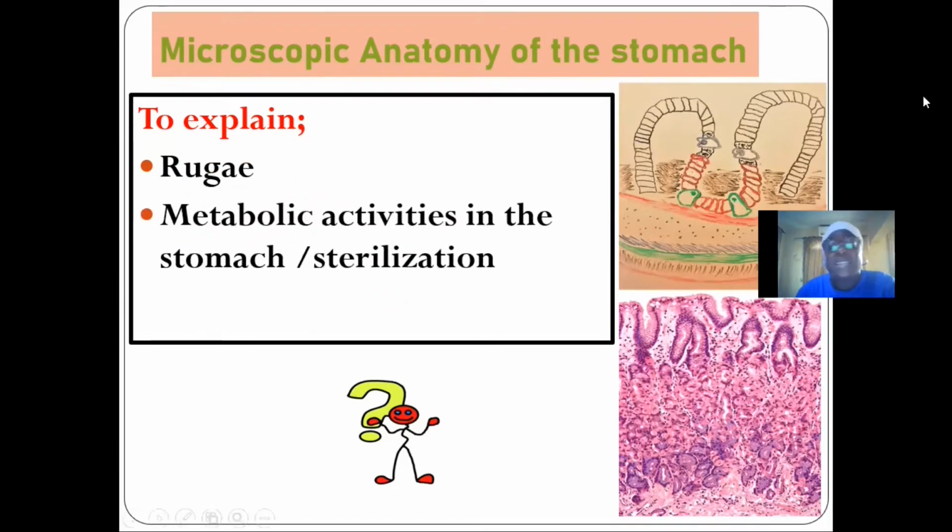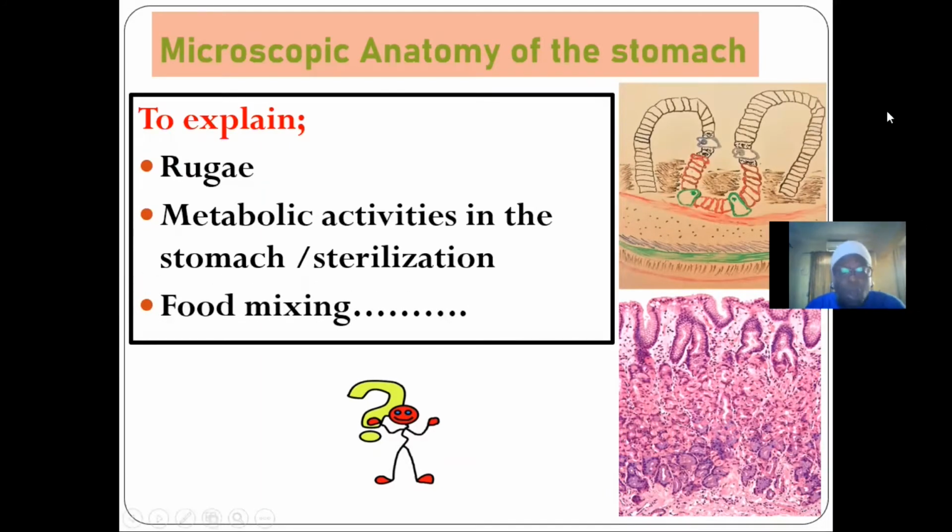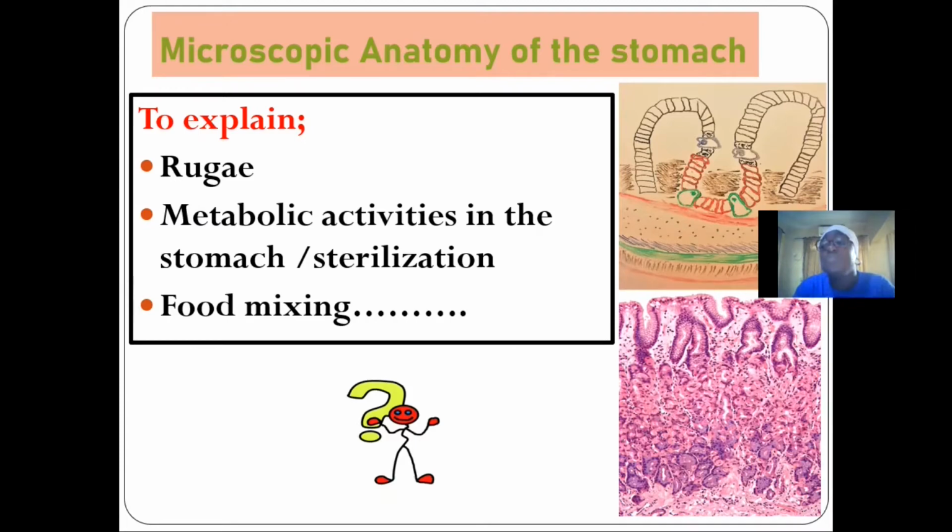Also, some metabolic activities that the stomach exhibits, such as breaking down of food substances, and also the process of sterilization, will be explained using the histological basis. We also have the process of food mixing. This occurs because the wall of the stomach is made up of smooth muscles that are in layers, and this helps to mix the gastric content due to its peristaltic movement, and also helps to push the gastric content down the GI tract.